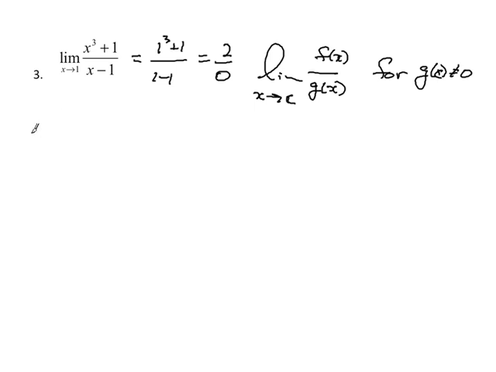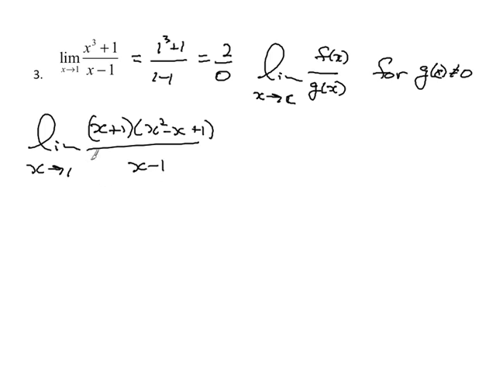Okay, so let's try some stuff like we did earlier. Let's consider the limit as x approaches 1. This is a sum of cubes. The sum of cubes will factor out. So this is x plus 1 times x squared minus x plus 1 over x minus 1. Nothing factors out here. I can't cancel anything, so this did not help. But, I mean, it's a logical approach to take.